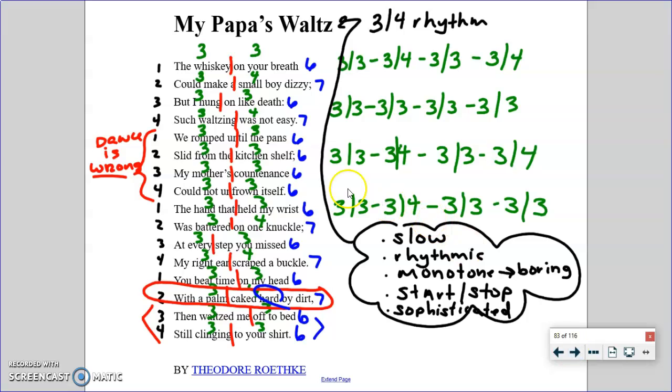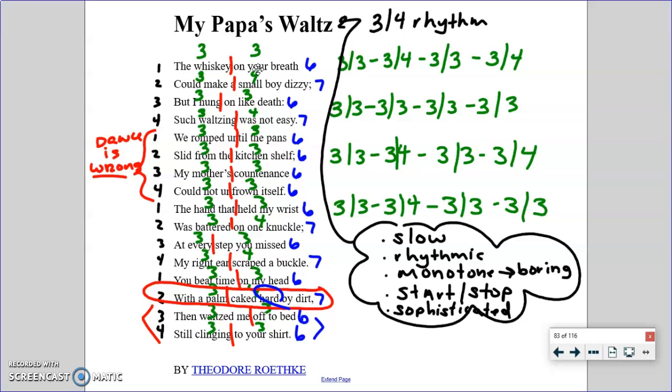So as you go through, again, this is another way to analyze poetry, and we look at the lines of verse, we'll see that line 1 has 6 syllables, line 2 has 7, line 3 has 6, and line 4 has 7. So we see a 6-7-6-7 pattern. Again, the way he's doing it is he's breaking down the lines into 3 syllables at a time. So for example, in line 1, the whiskey, that's 3. On your breath, that's 3. Then we go to line 2, could make a, that's 3. And then small boy dizzy is 4.